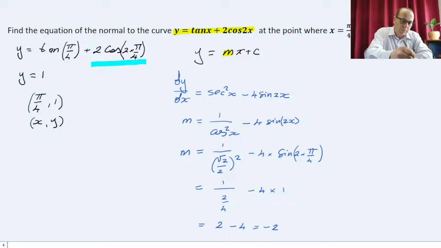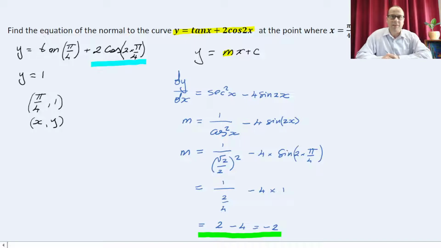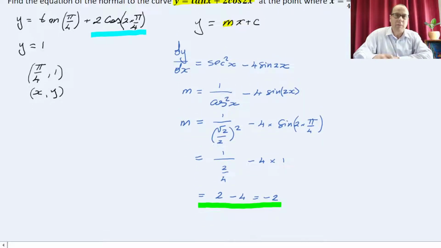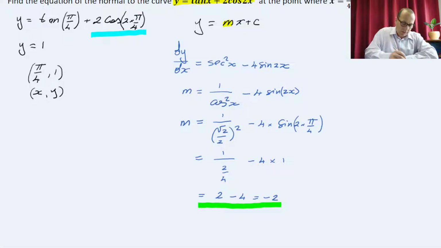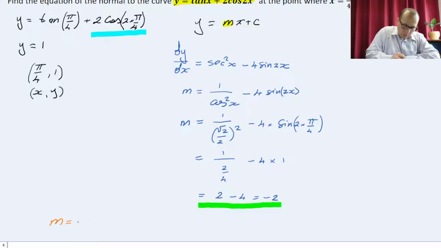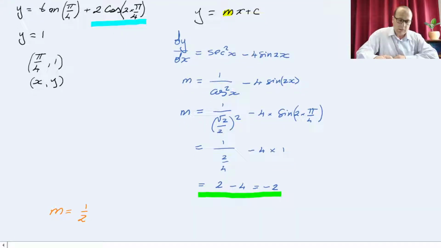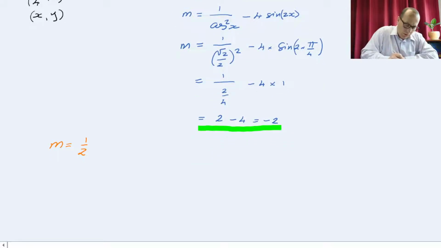We need to watch because this gradient is the gradient of a tangent, and we have been asked to find the gradient of the normal. So therefore, I am inverting it. So the gradient of the normal will be m equals a half. So my equation now becomes y equals half x plus c.